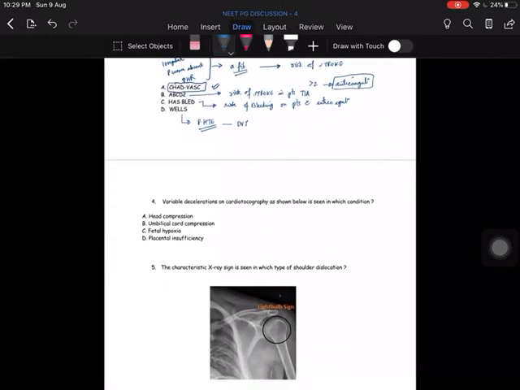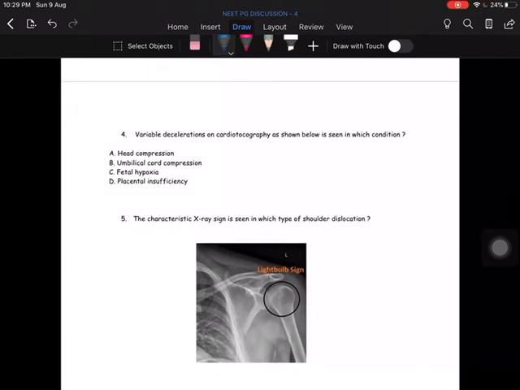Okay, next question. Variable decelerations on cardiotocography are seen below. Seen in which condition? Decelerations are of 3 types: early, late and variable. Early decelerations are seen with head compression. Late decelerations are seen with fetal hypoxia and placental insufficiency, and variable deceleration is seen with cord compression, which is an ominous sign. Also please have a look at the image based questions with cardiotocography.